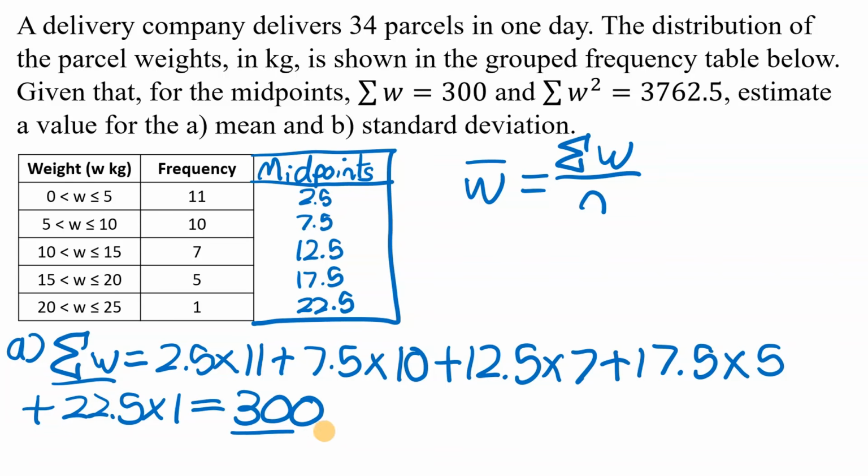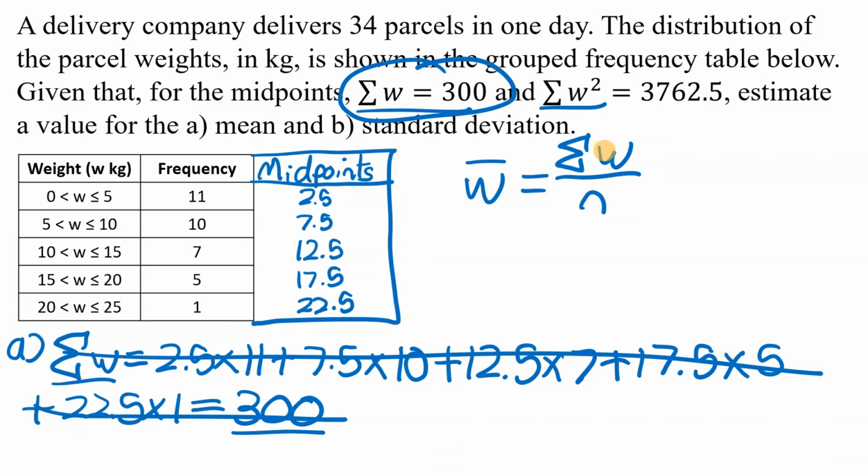Now, you'll notice that we are actually given this in the question, and this is quite common for exam questions to do, is to actually give you the value of sigma w and sigma w squared. The reason for this is because it makes the question a bit easier and a bit shorter, rather than you doing this massive sum here. It just allows you to do the exam question more quickly. So in this case we wouldn't actually go about doing this whole thing here. We would just take this value here and sub it in.